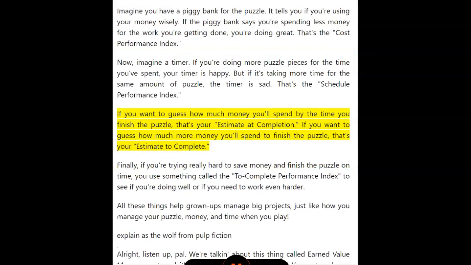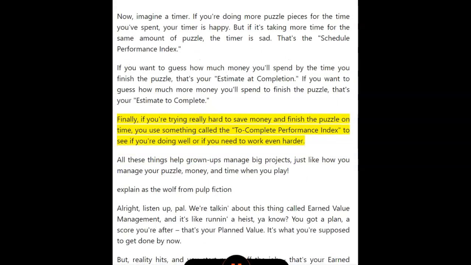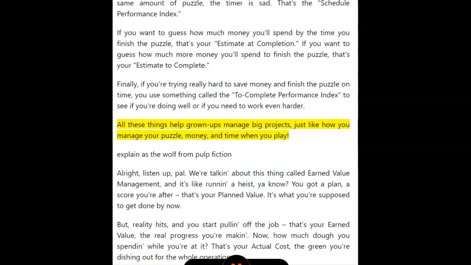If you want to guess how much money you'll spend by the time you finish the puzzle, that's your estimate at completion. If you want to guess how much more money you'll spend to finish the puzzle, that's your estimate to complete. Finally, if you're trying really hard to save money and finish the puzzle on time, you use something called the to complete performance index to see if you're doing well or if you need to work even harder. All these things help grown-ups manage big projects, just like how you manage your puzzle, money, and time when you play.